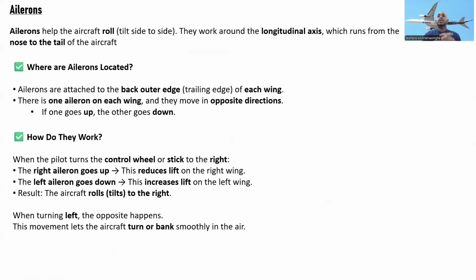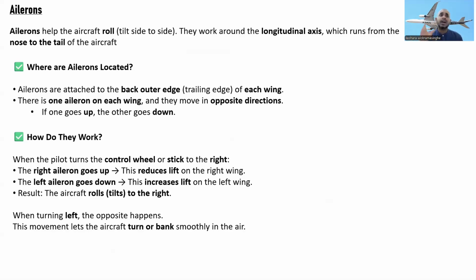Now let's go to the aileron. Ailerons help the aircraft to roll. As we discussed before, ailerons help the aircraft to roll, tilt side to side. They work around the longitudinal axis, which runs from the nose to the tail of the aircraft. The rolling action happens around the longitudinal axis.